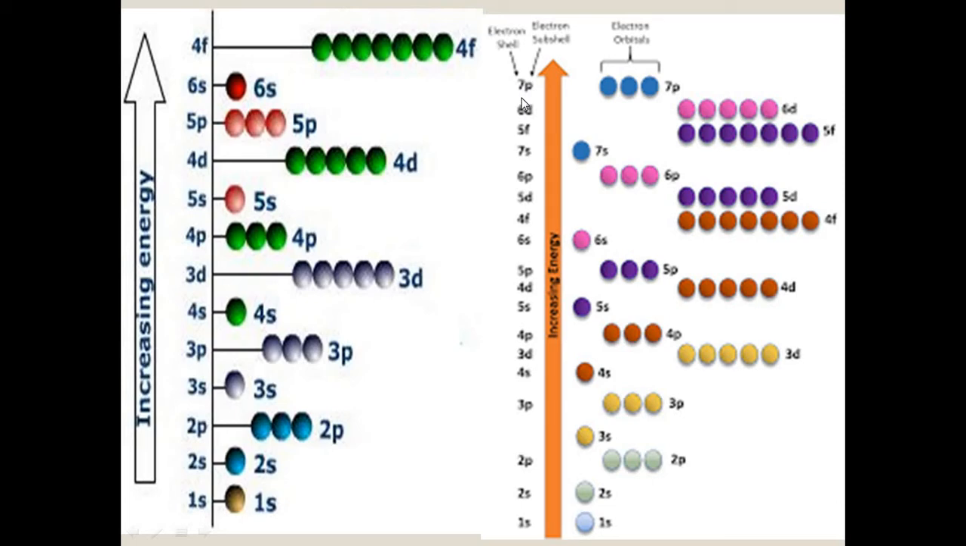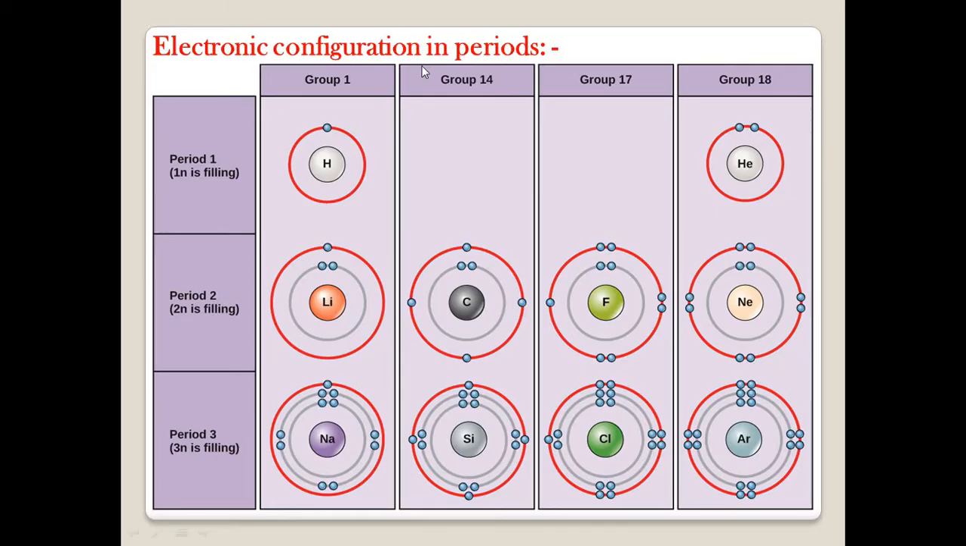Okay, so let's see the next point, that is electronic configuration in periods. In periods, first n is filling. n means the shell. 2n means 2 shells, 3n means 3 shells. For the first period it is the first shell, for hydrogen and helium. For the second period it is the second shell, whether it is lithium, carbon, fluorine, neon. Whether it is the third period, it has 3 shells, that is sodium, silicon, chlorine, argon. They have the 3 shells.